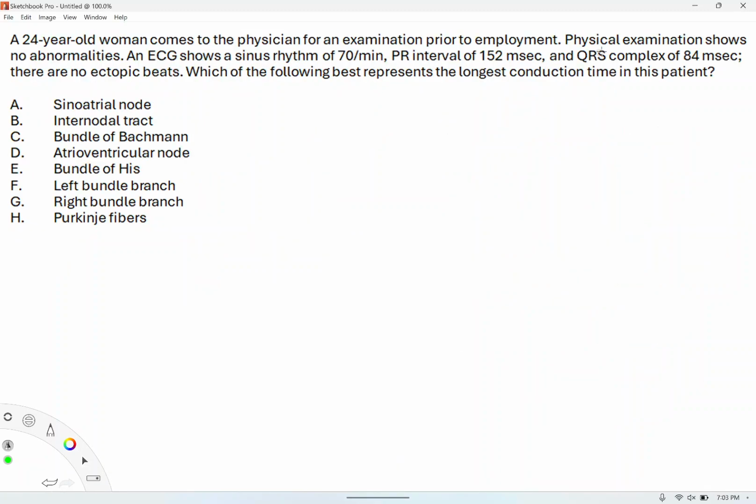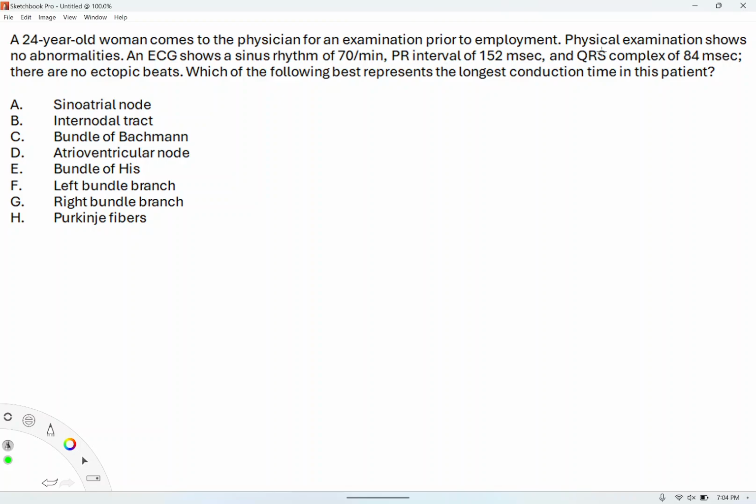So the next question is talking about a 24-year-old woman who comes to the physician for examination prior to employment. Physical examination shows no abnormalities. An EKG shows a sinus rhythm of 70 per minute, which is normal, a PR interval of 150 milliseconds, which is normal, and a QRS complex of 84 milliseconds, which is normal. There are no ectopic beats. Which of the following best represents the longest conduction time in this patient?